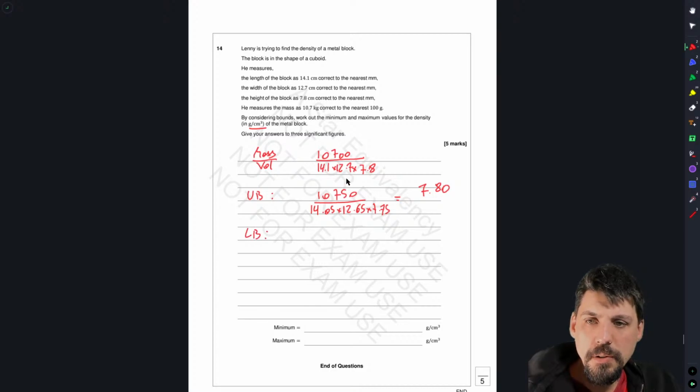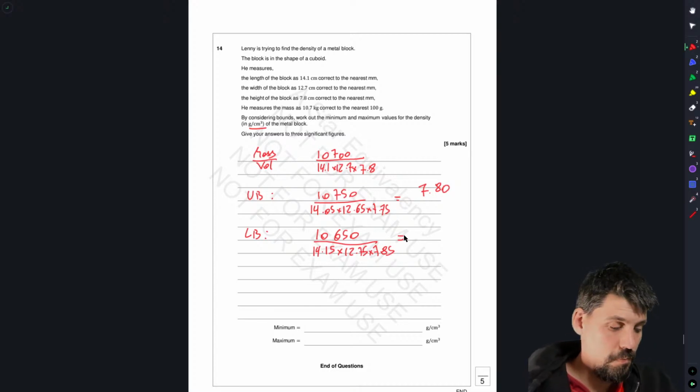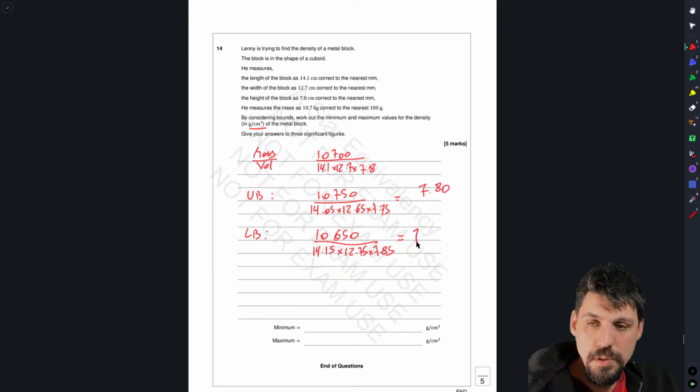And the lower bound, we're going to make the mass as small as possible to the nearest 100 grams. I'm going to make these as big as possible. And 650 over 14.15 times 12.75 times 7.85. 7.52.